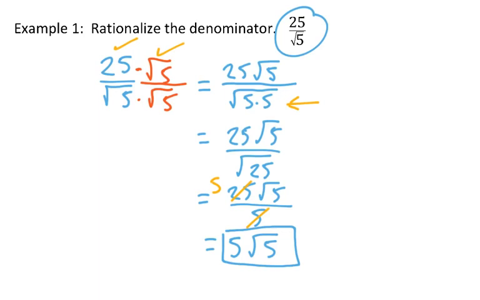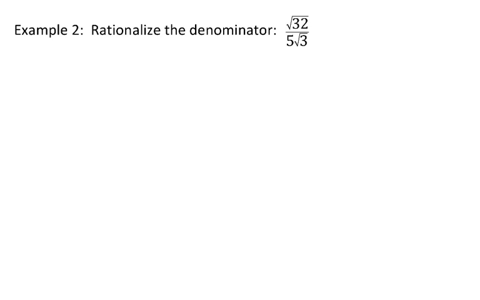Let's look at another example. Okay, here we have both a radical in the numerator and the denominator. The radical in the numerator is considered polite. That's okay. The rules of etiquette allow that, but the radical in the denominator does not. That's not okay.